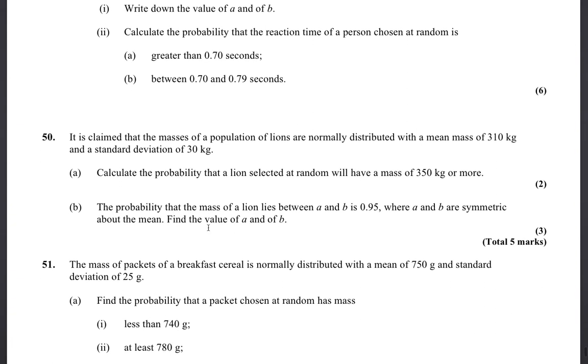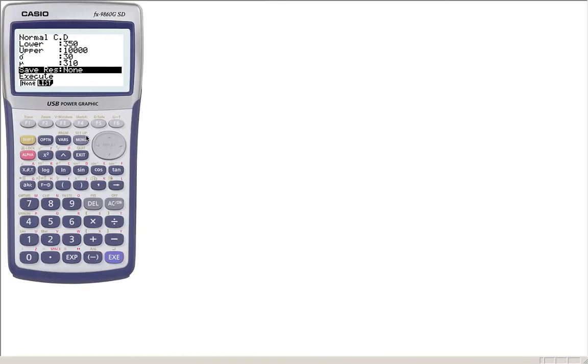The mass of lion. So A and B. Let us say the area is 0.95. So Exit, Distribution, Normal, Inverse Normal. Now here I'll put tail as the center, because I know A and B are equidistant from the mean, symmetric about the mean, so tail will be central, and then area will be 0.95, and sigma and mu remain the same.